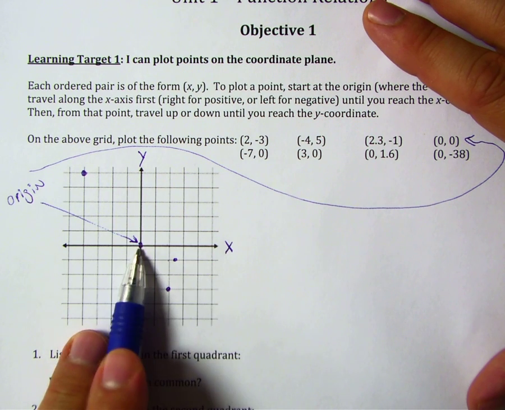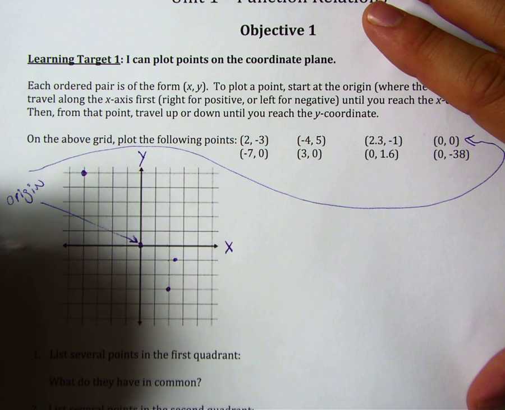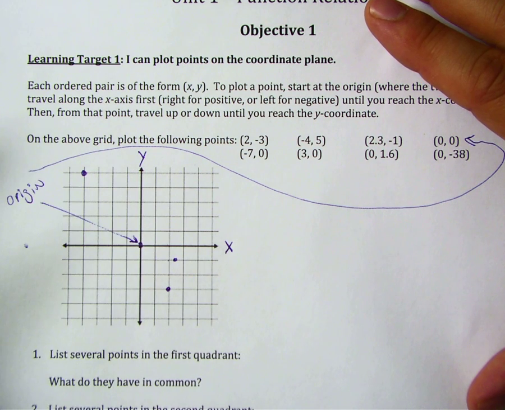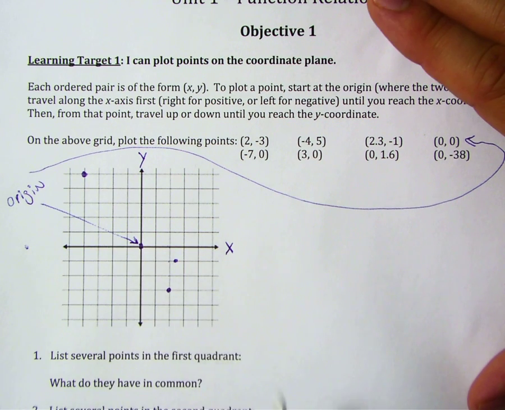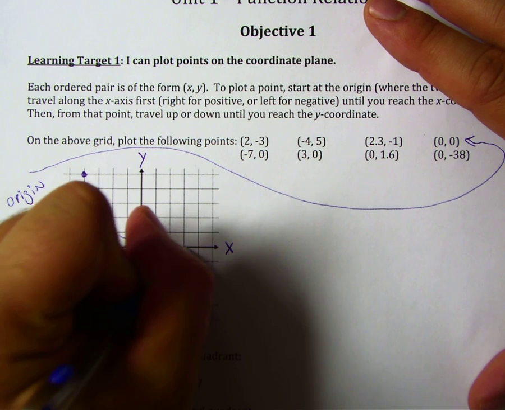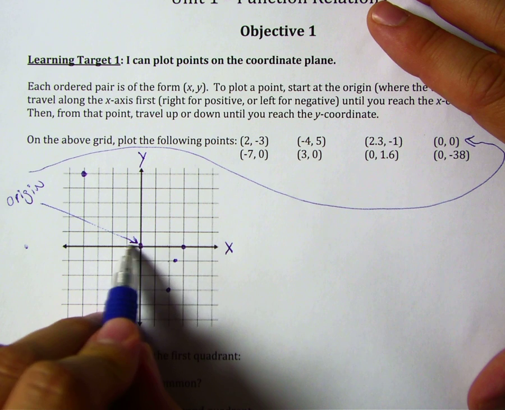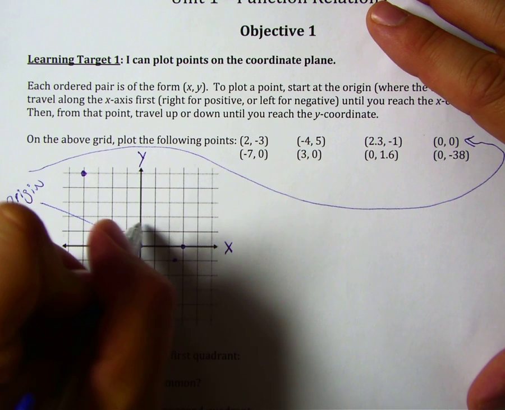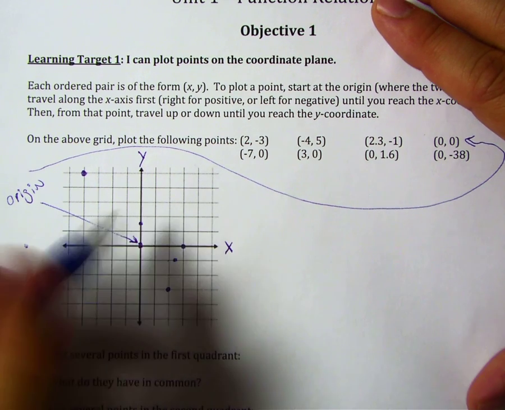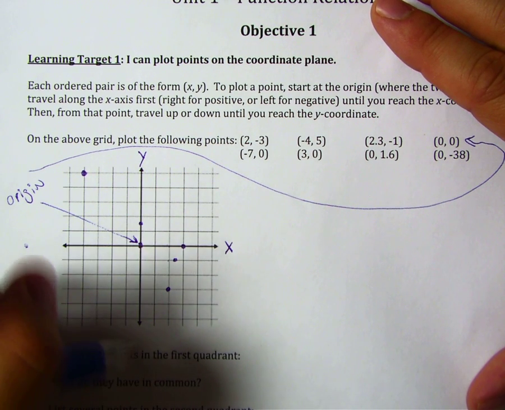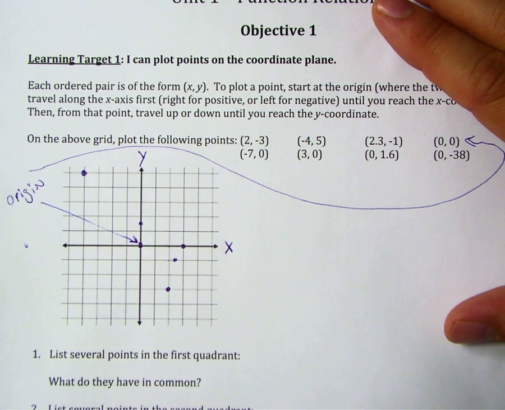(-7, 0). -7: 1, 2, 3, 4, 5, 6, 7. (-7, 0) is going to be somewhere out here on the x-axis. (3, 0): 1, 2, 3, 0. (0, 1.6): don't go left or right at all, and then up 1.6. That's just going to be a little bit over 1.5. And then the last one is (0, -38). (0, -38) is going to be way down here. The only way we could plot that is to change the scale on this grid.